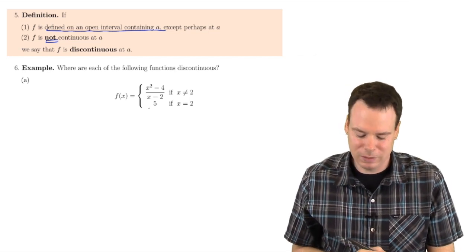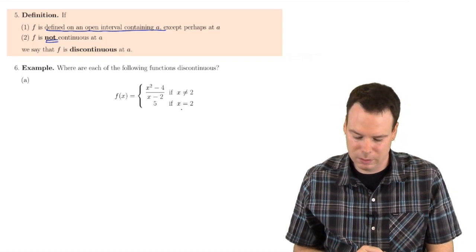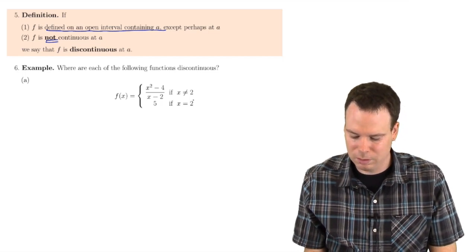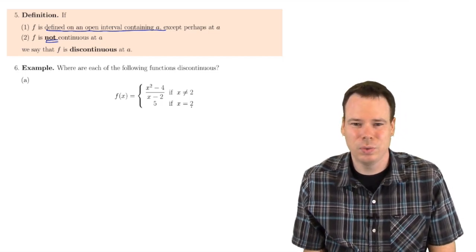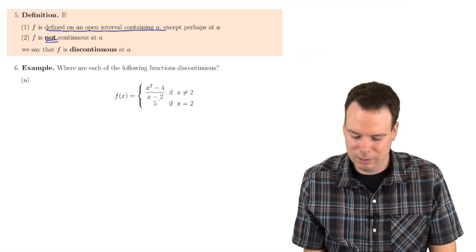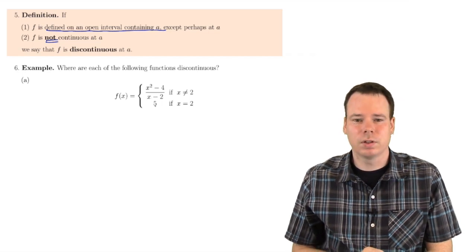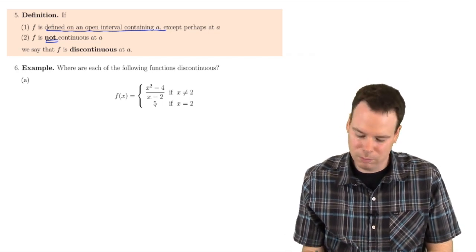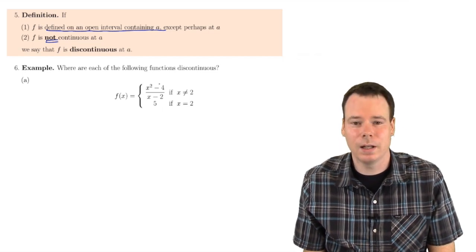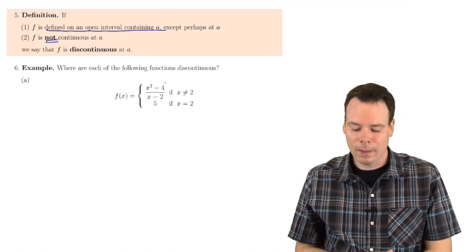So let's look at a bunch of examples. In this first case, we want to determine where the function is discontinuous. Well, let's have a look. It's a piecewise defined function. There's really something going on at 2. Everywhere where x is not 2, we're using this expression for the function. When x is equal to 2, the function takes the value 5. And the reason we are defining it to be different when x is 2 is because this expression is not valid when x is 2. I can't plug 2 in because I get a denominator of 0.